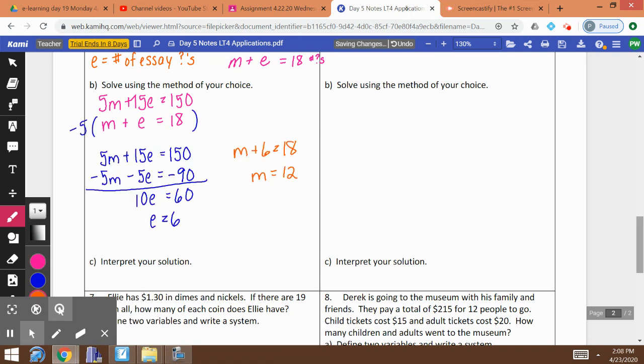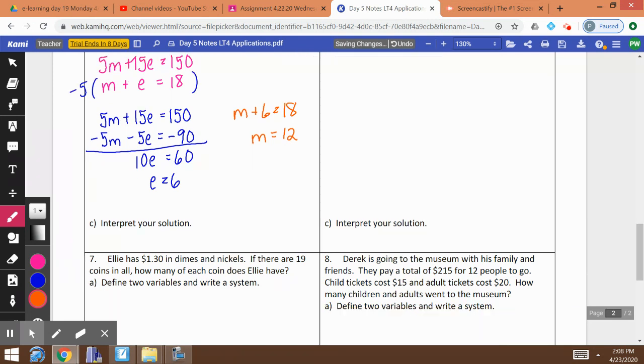All right, so I did my work by elimination. I multiplied the bottom equation by -5. You also could have multiplied by -15. I chose the smaller number. I left the interpretation, though, up to the end. Again, it's the number of questions. So that means there are 12 multiple choice questions. And then there are 6 essay questions on this particular test.